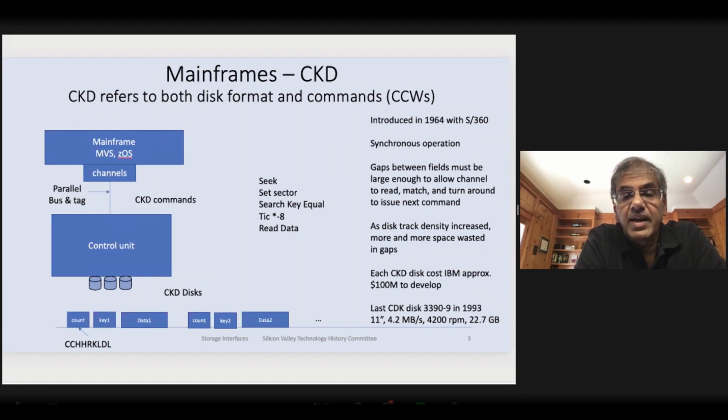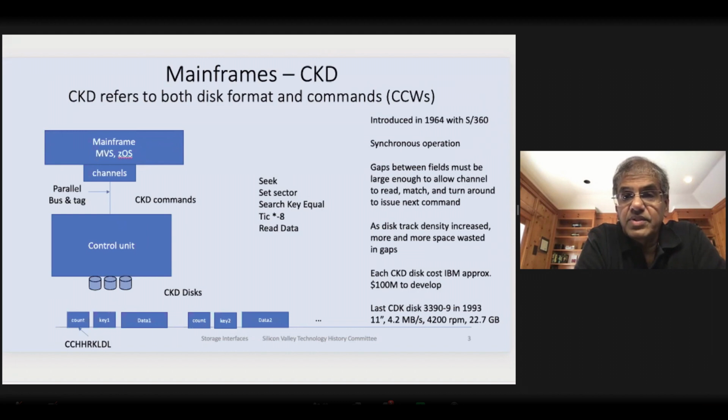The channel did the match. And if the thing actually matched, then you had to send another command down in the time between that inter-record gap, or between the key and the data field, to say, go read the data field. So what happened over time is that as track density increased and disks spun faster, more and more of the space was just lost in those gaps. And that was one problem that IBM faced.